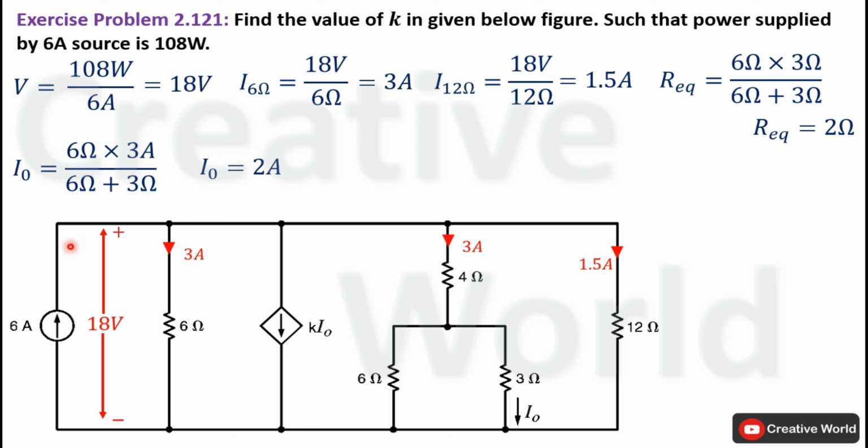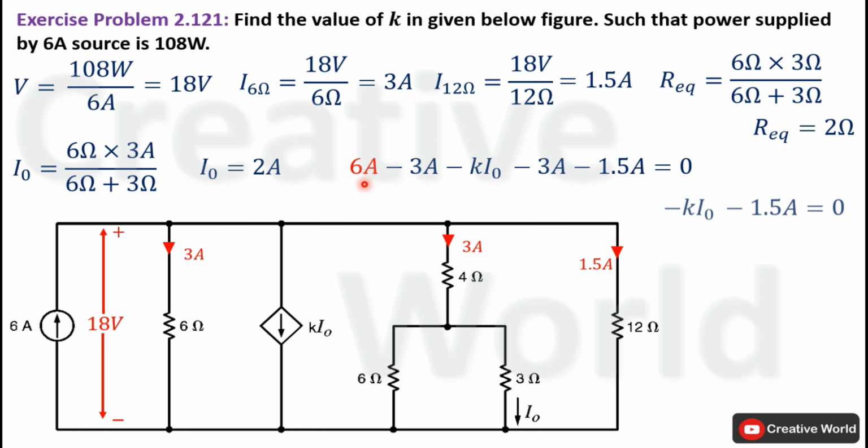Now we will apply Kirchhoff's current law on this node to further solve the problem. Write Kirchhoff's current law equation for this particular node. On this node only one current is entering, that is 6 ampere, while all other currents are leaving from this node. Entering current is taken with positive sign while leaving currents are taken with negative sign. Leaving currents are minus 3 ampere, minus 3 ampere, minus 1.5 ampere and minus K I0. Add these currents together. This minus 3 ampere and minus 3 ampere will become minus 6 ampere. This minus 6 ampere and plus 6 ampere will cancel out with each other.